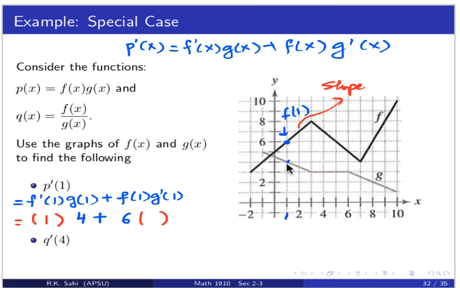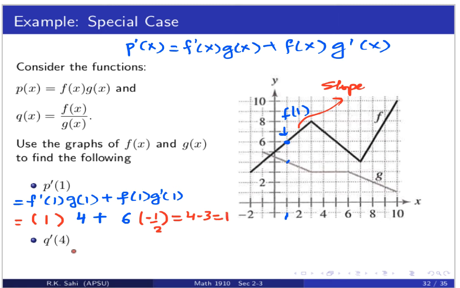What happens? You go 1 down and then you move, remember the slope is rise over the run. So 1 down and 2 you have to move. So what is the slope? Because the line is negative, it is negative 1 over 2. So what is your final answer? It is 4 times plus minus 3. So the final answer is a 1.